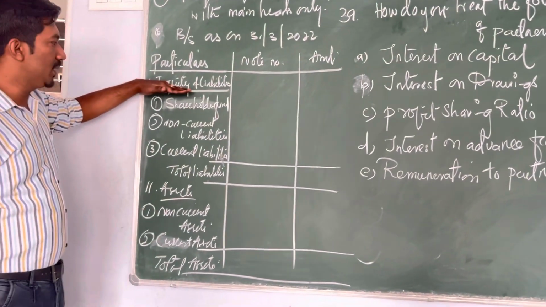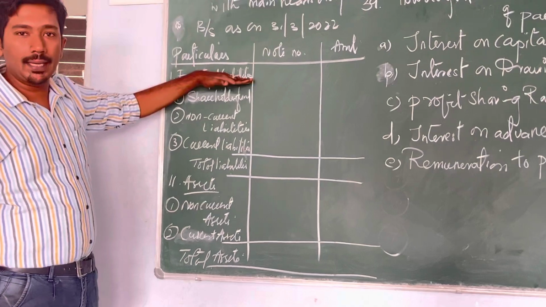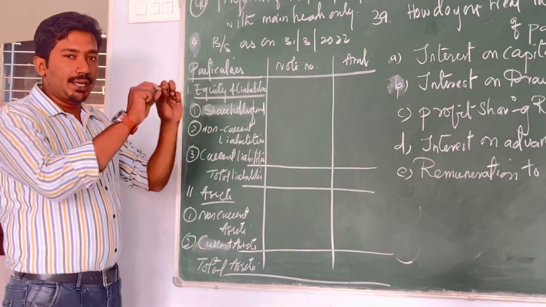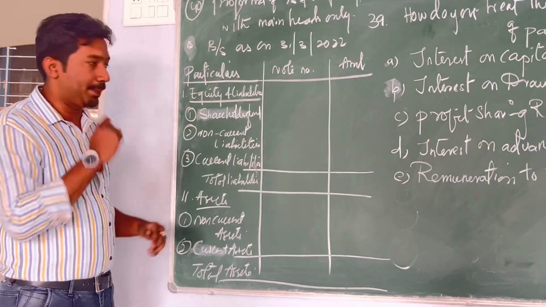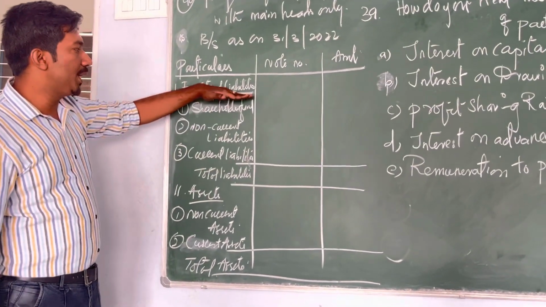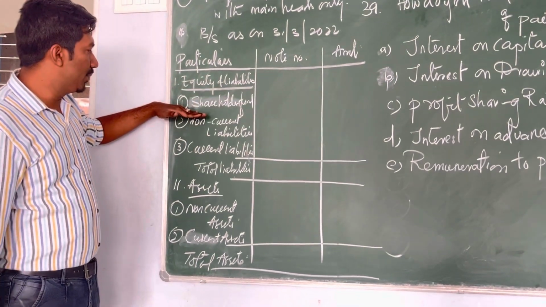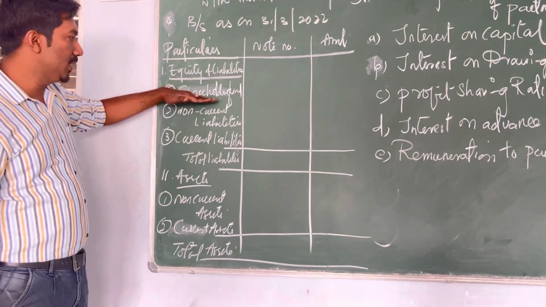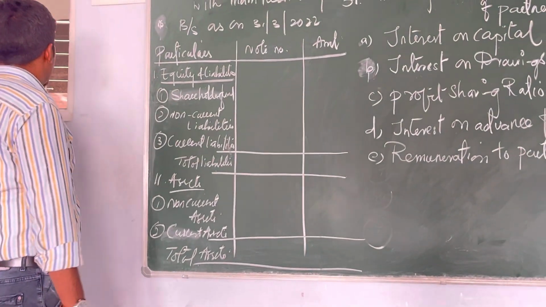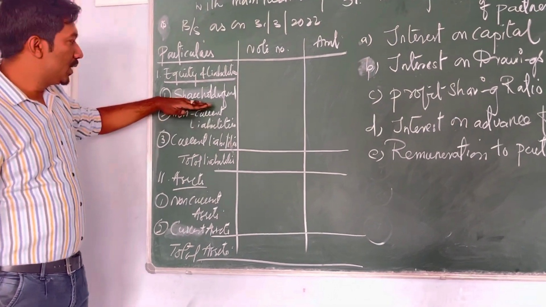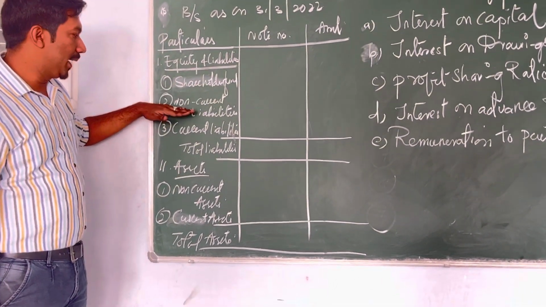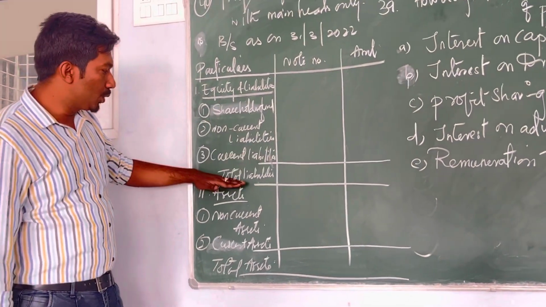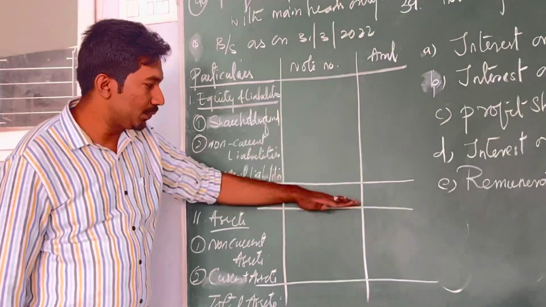Under that, the first heading is equity and liabilities, the main heading. In the horizontal form we just write liabilities, and under that we write share capital, but here we write equity and liabilities. Under point number 1, the first heading is shareholders' funds. The second heading is non-current liabilities. The third heading is current liabilities. After that you will write the total of the liabilities.